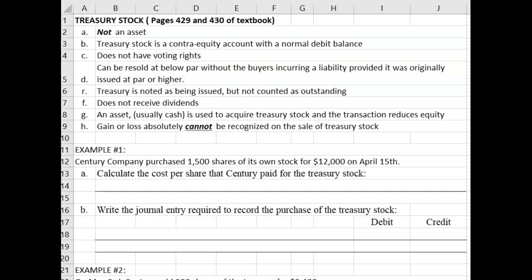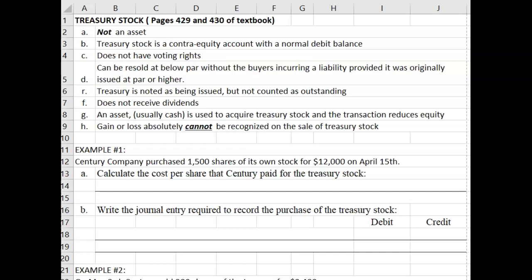As always, I strongly recommend that you download and print the PDF version of the worksheet or download the Excel workbook so you can follow along and practice with the video. Treasury stock is discussed on pages 429 and 430 of your textbook.